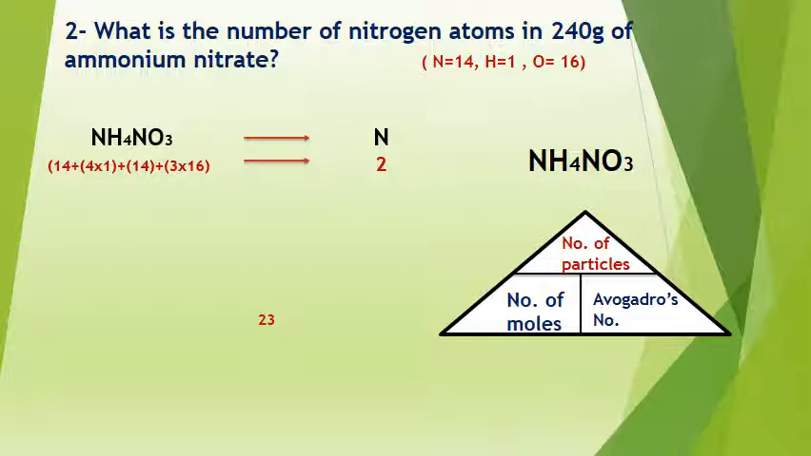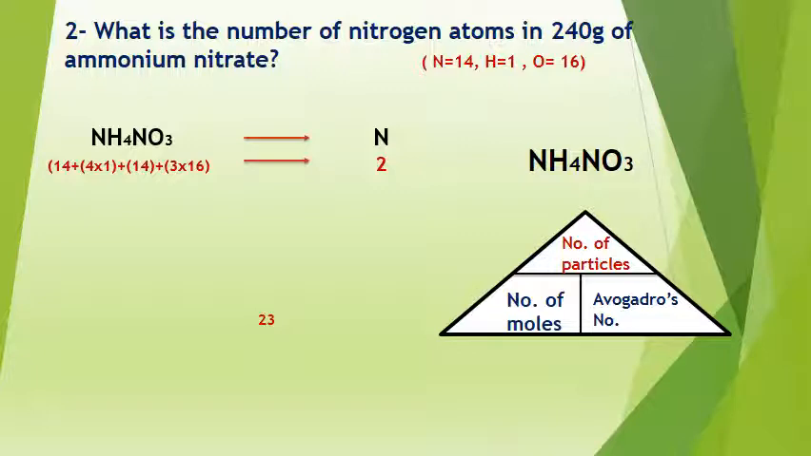So in nitrogen, I will calculate the number of moles. Here in ammonium nitrate, calculate the molar mass firstly. Nitrogen is 14, plus I have 4 hydrogen, so 4 multiply 1, plus nitrogen again equal 14, plus 3 multiply 16. And here I have how many moles of nitrogen in ammonium nitrate?